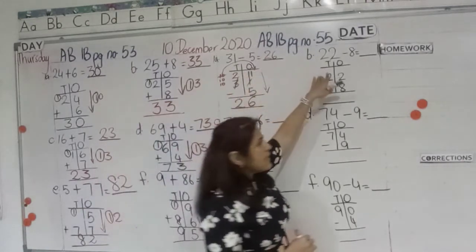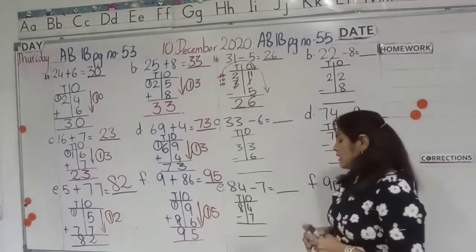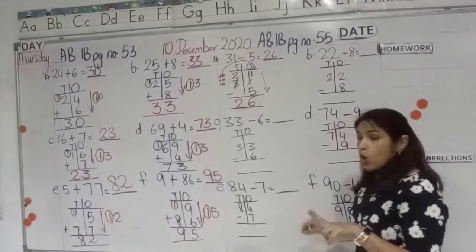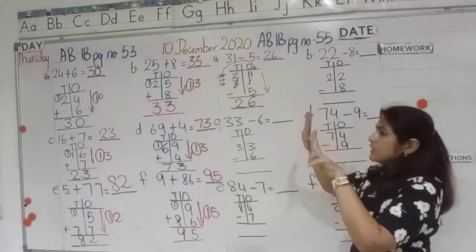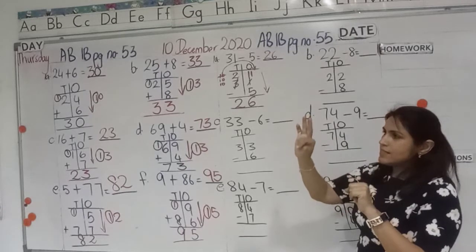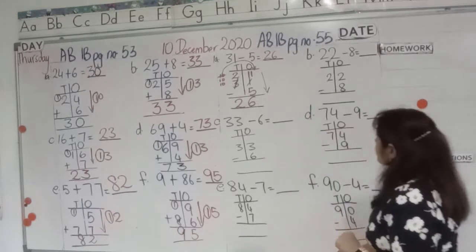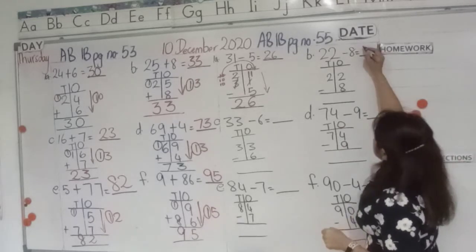Now, second sum is 22 minus 8. 22 in your brain, 8 on your fingers. Open up. Okay, backward count from 22: 21, 20, 19, 18, 17, 16, 15, 14. So I'm going to write here 14.